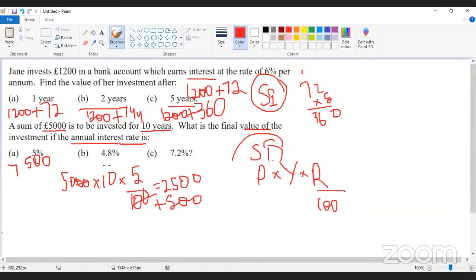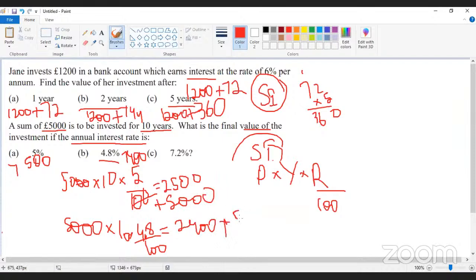The next one is 4.8. That means 0.2 less than that. So how much are you getting? 7,400. So that is 5,000 times 10 times 4.8 by 100, paying an interest of 2,400. So adding 5,000 to that. Why am I adding 5,000 to that? Because I want the total with the principal amount. So that is 7,400, the total value.